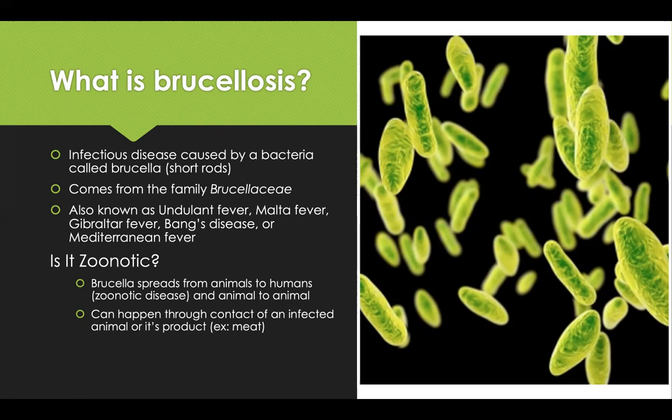So, is it a zoonotic disease? Yes, it is. Brucella spreads from animals to humans, which means it's zoonotic. And it can also go from animal to animal. This can happen through contact with an infected animal or its product, for example, meat, which we will talk about in transmissions later in the video.